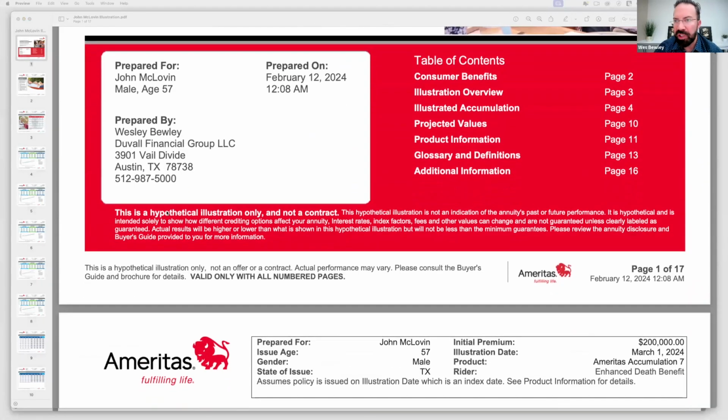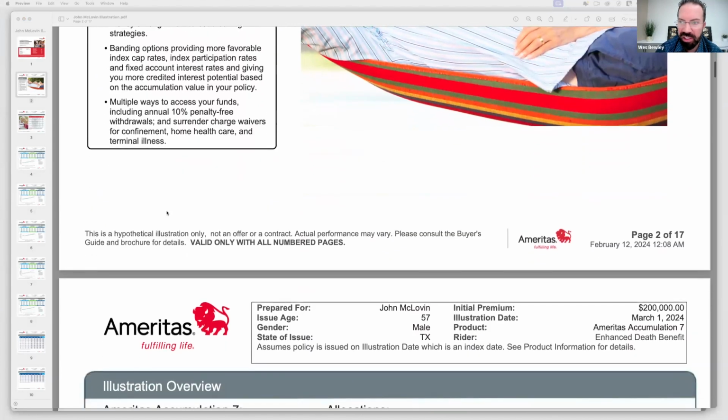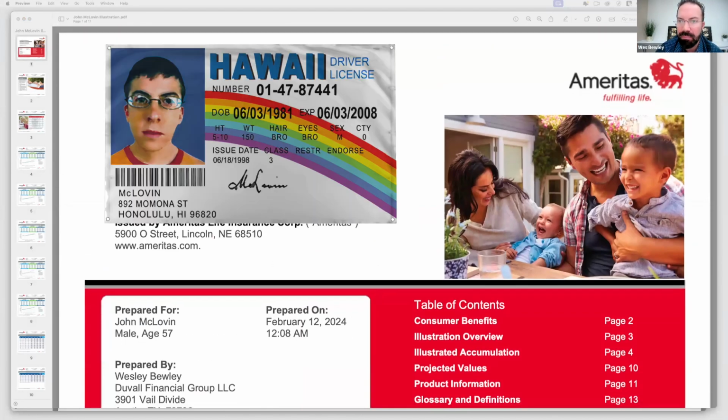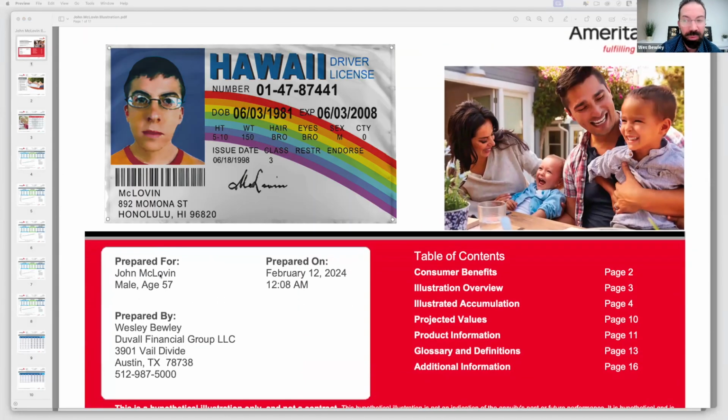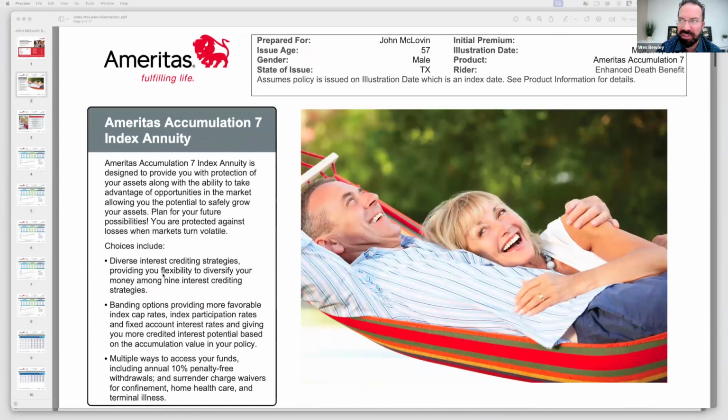So what we're going to do is we're going to go down to page 3, okay? And you'll have something very similar to this. I just, literally made up a name, John McLovin from the movie Superbad, and started it off with 200,000, assuming he was rolling over 200,000 from a 401k.